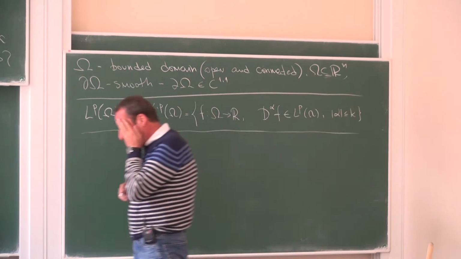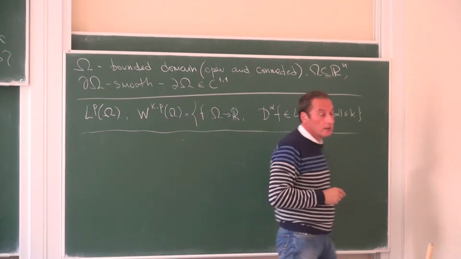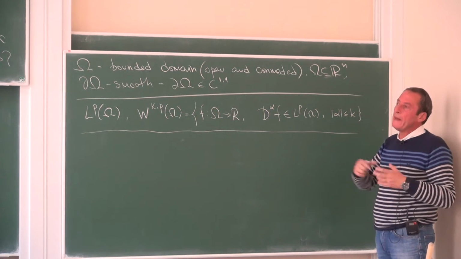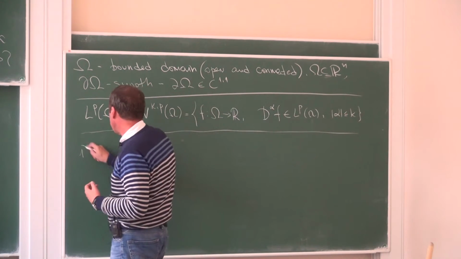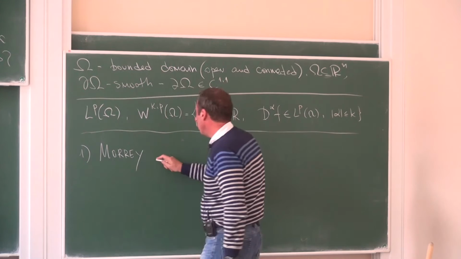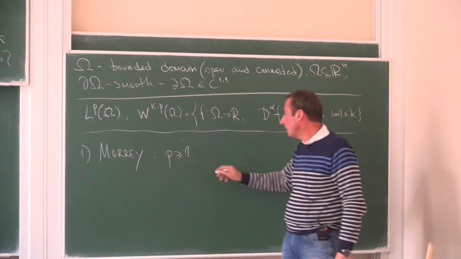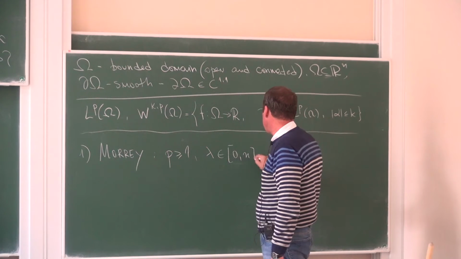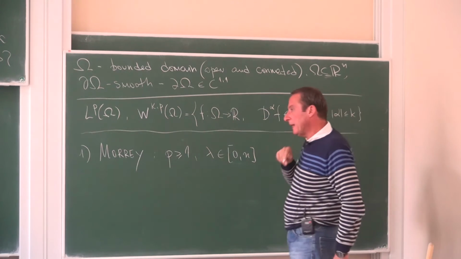Now I will speak about some particular spaces which are in some sense related to Lebesgue spaces, but are more precise because they take account of the distribution of the LP norm of the function. The first one is the so-called Morrey space. So you are taking some exponent p greater than or equal to 1 and another exponent lambda which stays between 0 and the space dimension n.